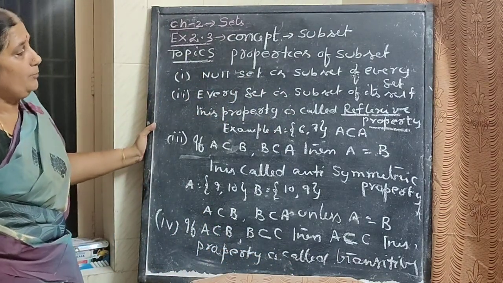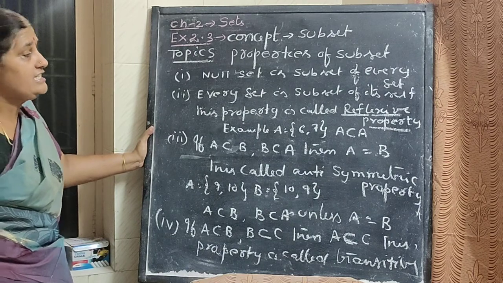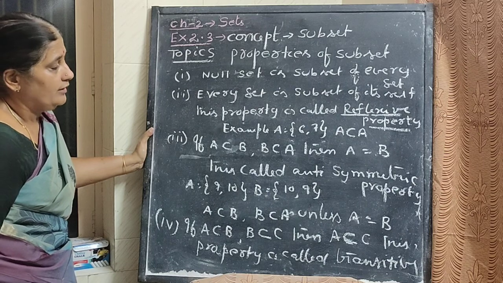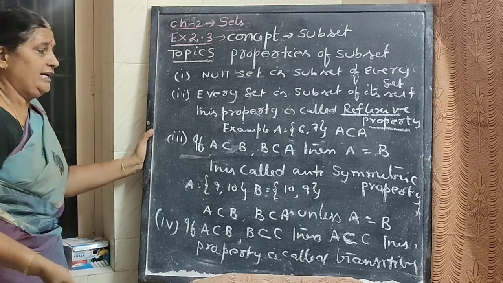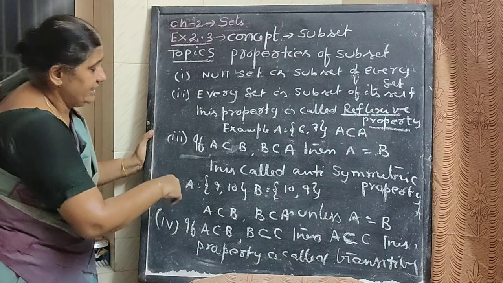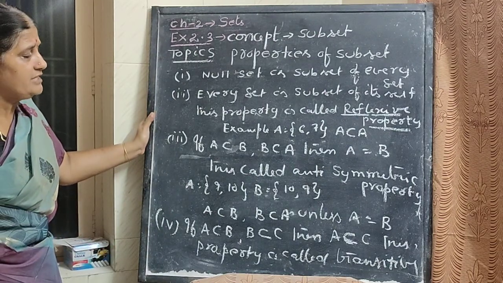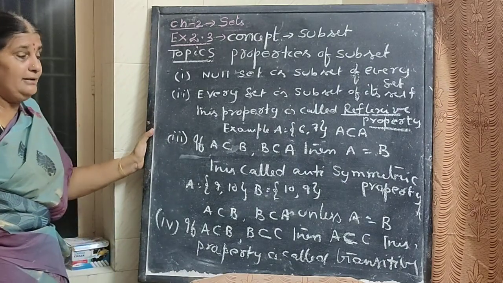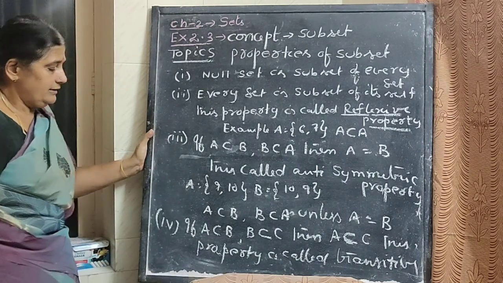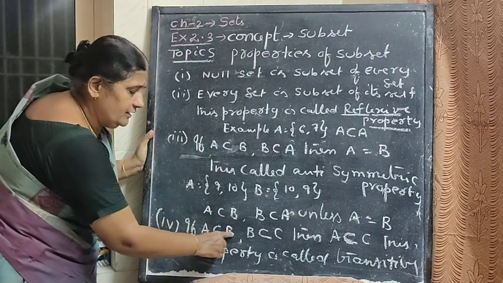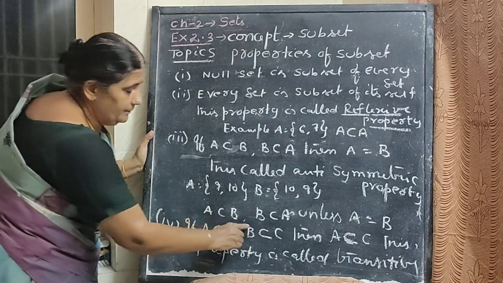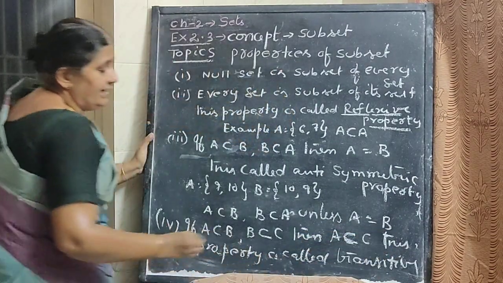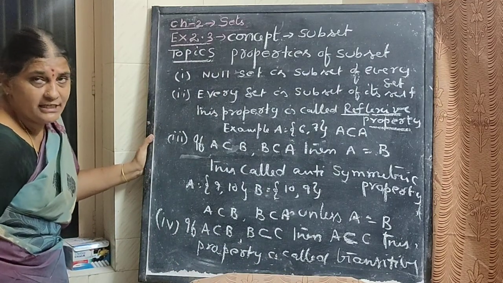So what are the properties of subset? First one is the null set is a subset of every set. Every set is a subset of itself. This property is called what? Reflexive property. So if you take any set, it will be a subset of itself. Second one is if A is a subset of B and B is a subset of A, then A is equal to B. It is called what? Anti-symmetric property. Fourth one is, take your own example, not only my example: if A is a subset of B, B is a subset of C, then A is a subset of C. This property is called what? Transitive property. Do you understand or not?